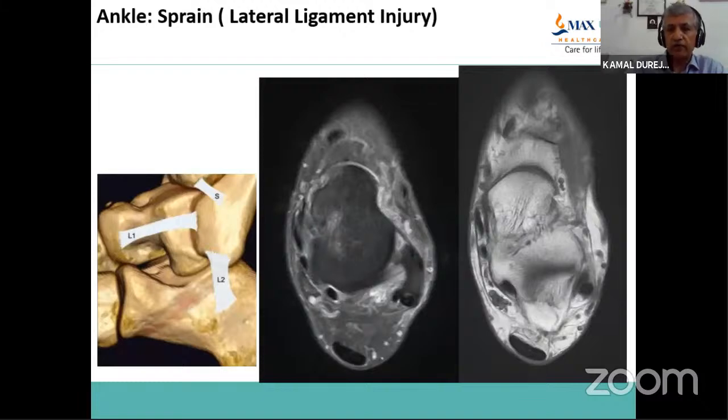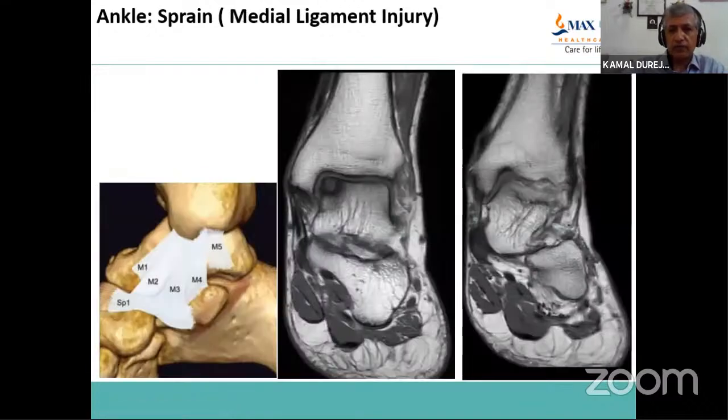MRI is a very, very good tool whereby in fat-suppressed images and proton density images, you can see the anterior talofibular ligament very clearly, and you can see the CFL quite clearly in the axial sections, as seen here, here, and here.